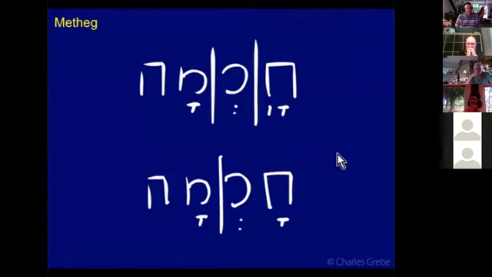But one way is if you have a metheg before a kamatz, it'll be a long kamatz, not a kamatz chatuf. So this metheg will distinguish between the two. It'll preserve it as a long vowel. There's another case where the metheg distinguishes between short and long vowel and preserves it as a long vowel, and it's also a common word, two common words that are often confused.